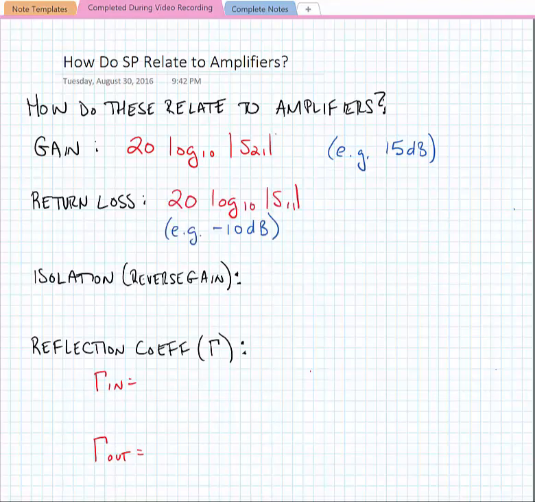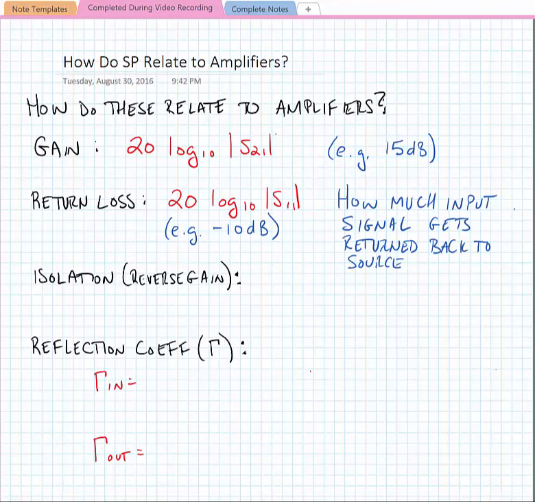The return loss is sometimes called 20 log 10 of S11, or the magnitude of S11 in dBs. Typically, we want this value to be less than minus 10 dBs. This is telling us how much signal that's input to the circuit is returned to the source. So in other words, how much of our signal is not going fully through the network. Much like we looked at gain, we can look at isolation, which is reverse gain. This is saying if we were to put a signal into the output port, how much it would make it through back to the input port. And ideally, we want this to be a small number, something like minus 30 dBs.